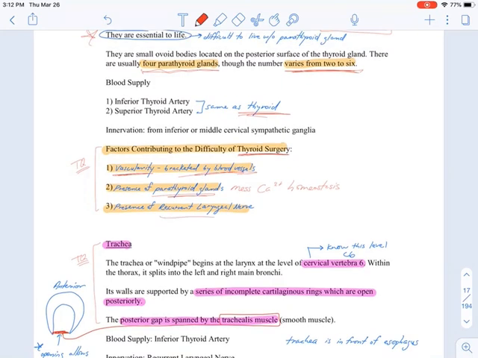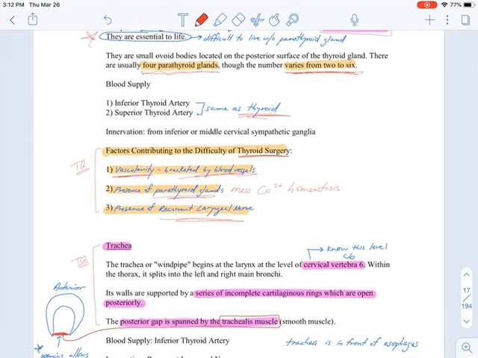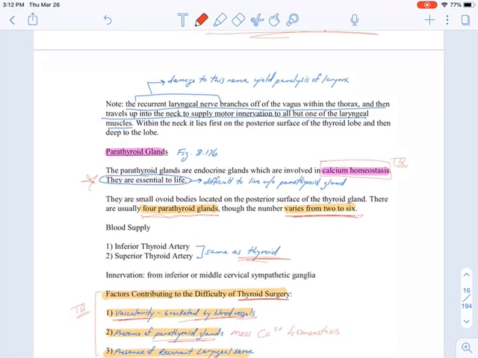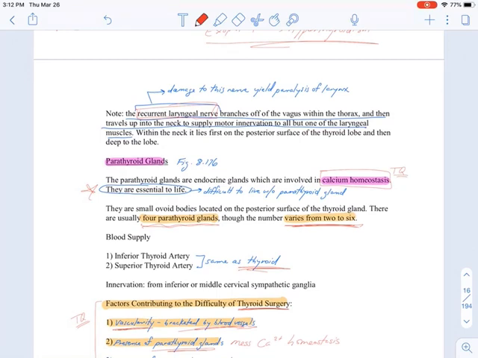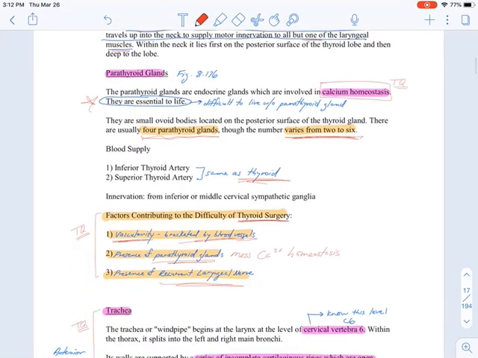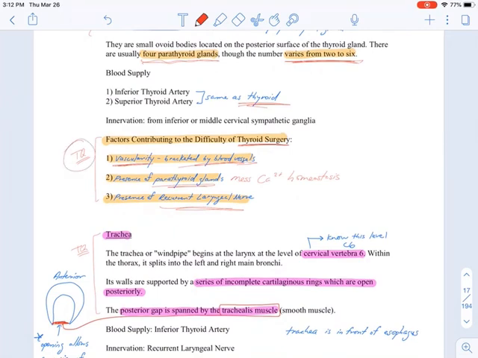And then we also have that recurrent laryngeal nerve, very close to the thyroid, excuse me, thyroid gland. So that recurrent laryngeal nerve is a branch off the vagus. It travels up the neck to supply motor innervation to all but one of your laryngeal muscles. So essentially, if you were having surgery on your thyroid and this recurrent laryngeal nerve was damaged, you could have some kind of paralysis of your larynx, which would just be super bad news. But again, usually some kind of test question.